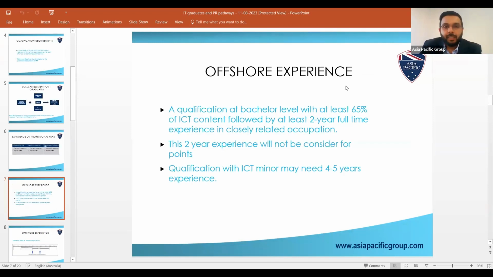Now, offshore experience is slightly different. If you're using an overseas degree, let's say someone came from India and they have done a BTech in computer science, an IT major degree, and they have done 2 years of experience after the qualification, they can also get the assessment. The only difference here is that if it's an Australian qualification, the moment you complete your qualification, everything will be counted towards the points.